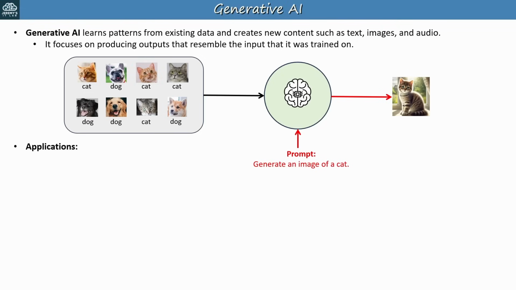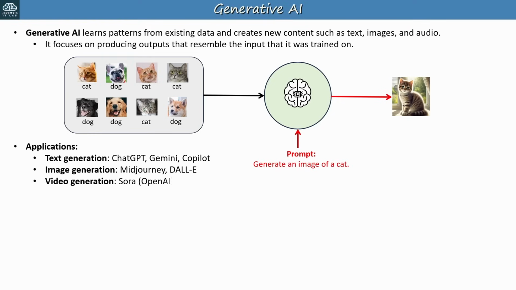So let's consider some applications of generative AI. In text generation, tools like ChatGPT, Gemini, and Copilot can generate human-like text for tasks such as answering questions, writing code, or writing emails. These are called large language models, LLMs. For image generation, AIs like Midjourney and DALL-E create detailed artwork from text prompts, like the diagram above. And in video generation, tools like OpenAI's Sora and Google's Veo 2 can generate realistic videos based on user input.